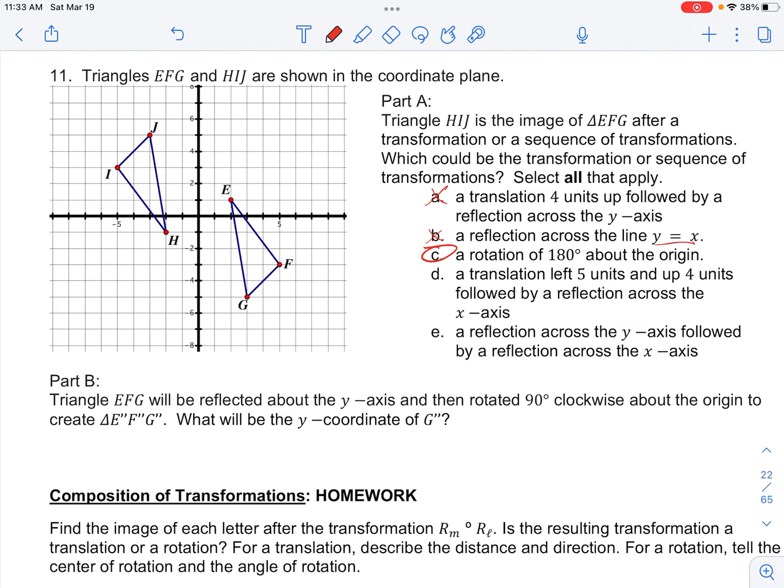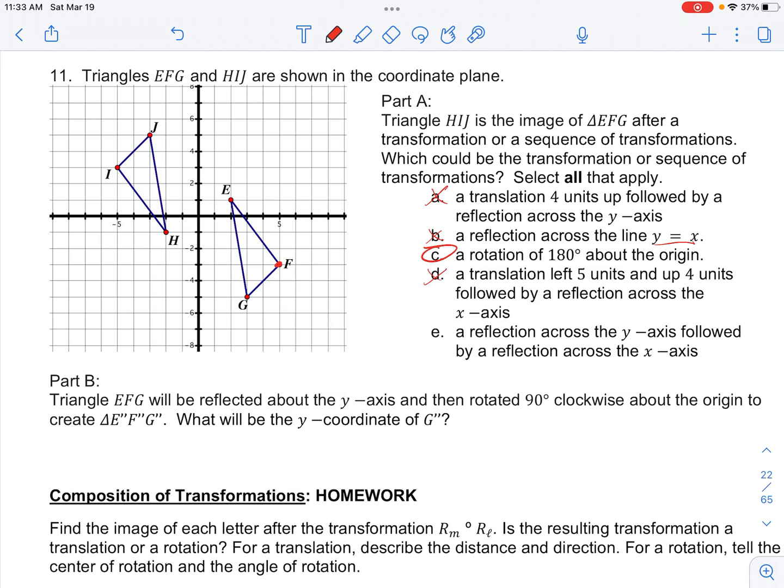D, a translation of 5 units left and 4 units up. So let's take F. 5 units left would bring it to the y-axis, and then 4 units up would bring it to 0, comma 1. And then we reflect that across the x-axis, so that would bring it to 0, comma negative 1. And this does not map to any point on triangle HIJ, so we can cross D out.